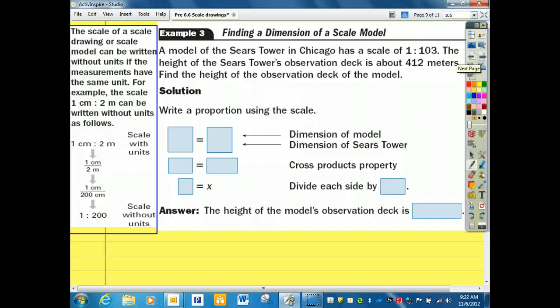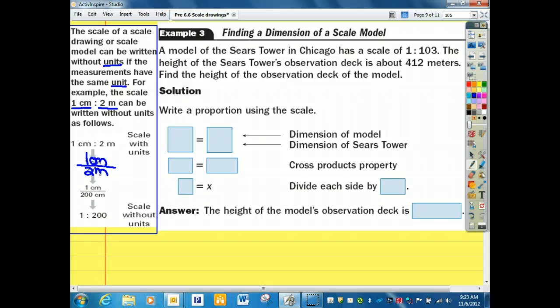So now that takes me to this example. When you read this, it says the scale of a scale drawing or scale model can be written without units, without labels, if the measurements have the same unit. So if they're both inches, 1 inch to 6 inches, then you can just go 1 to 6. For example, if the scale is 1 centimeter to 2 meters, I have to label it in that case because they're different. I have centimeters and meters.